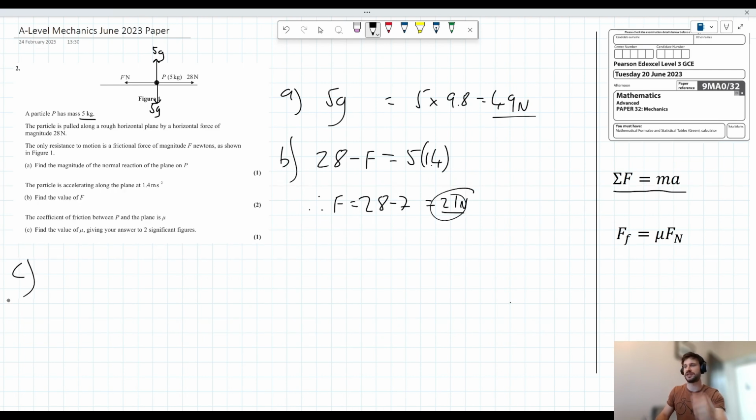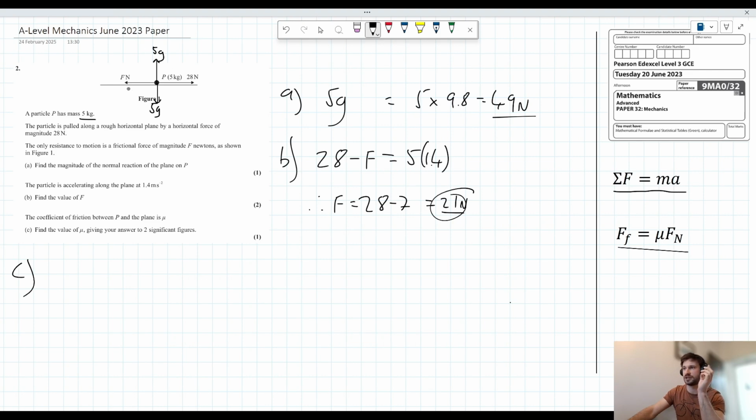Okay, and then part C says find the value of mu, giving your answer to two significant figures, where mu here is the coefficient of friction between P and the plane. So this is where we can introduce this idea. If you weren't aware already, the frictional force acting on an object can be taken as the coefficient of friction, which we typically describe with mu, multiplied by the normal force acting on that object.